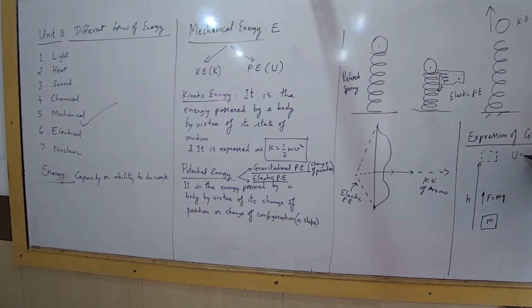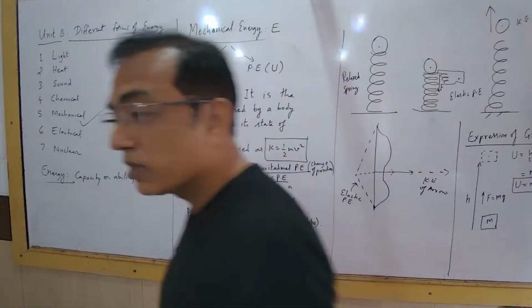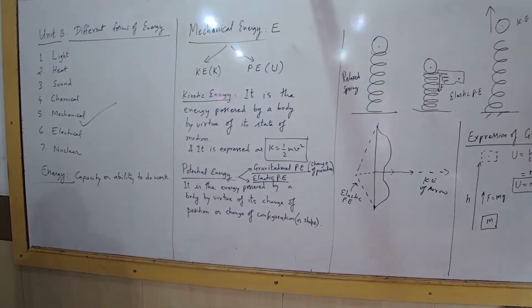So how much potential energy will it have? Therefore, U is equal to how much? The work done in lifting the object is mg into h, or force into h. So this work done is stored as potential energy. Gravitational potential energy is equal to mgh.